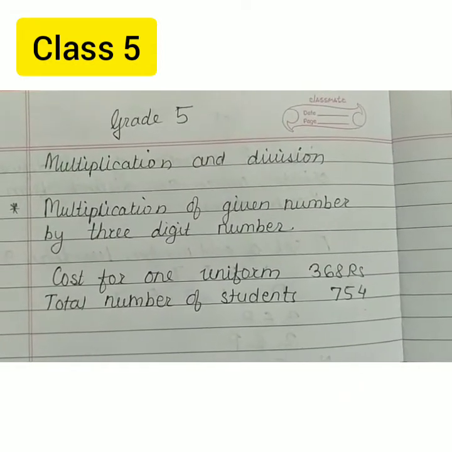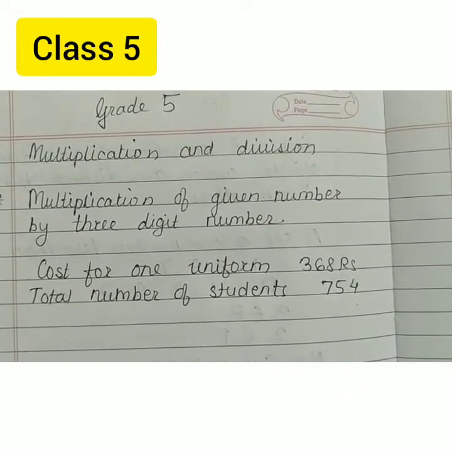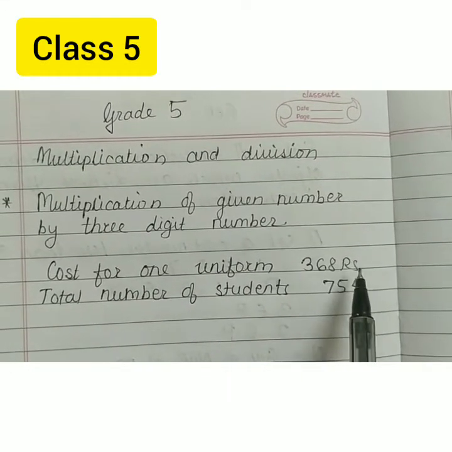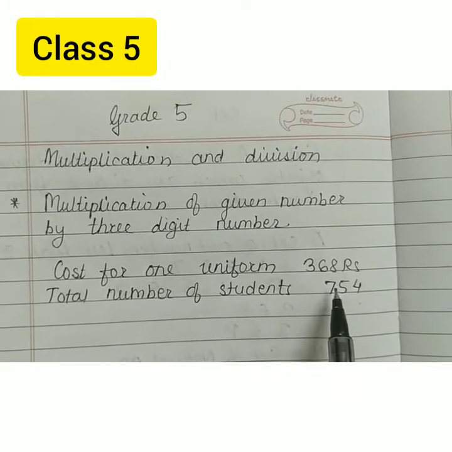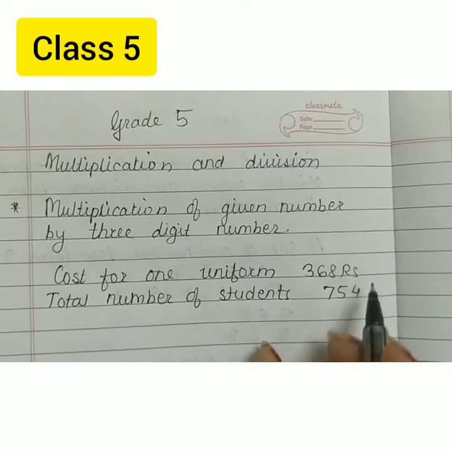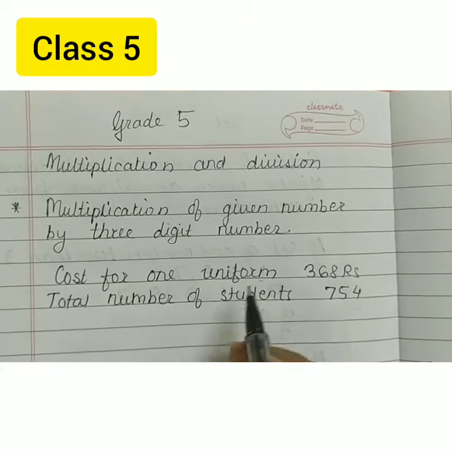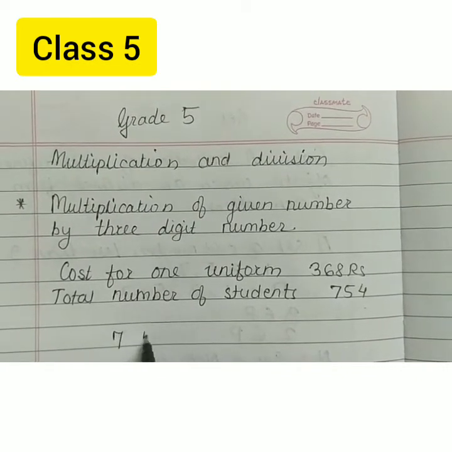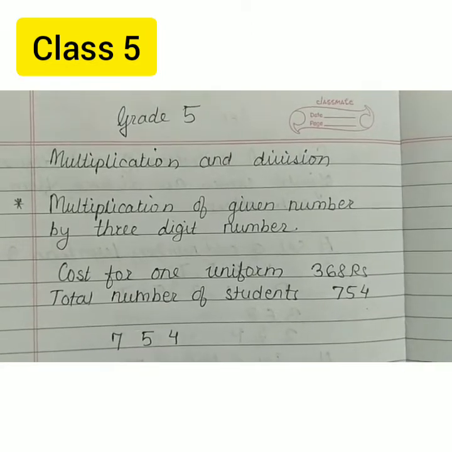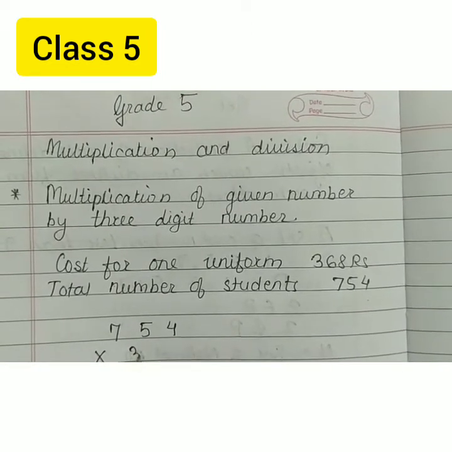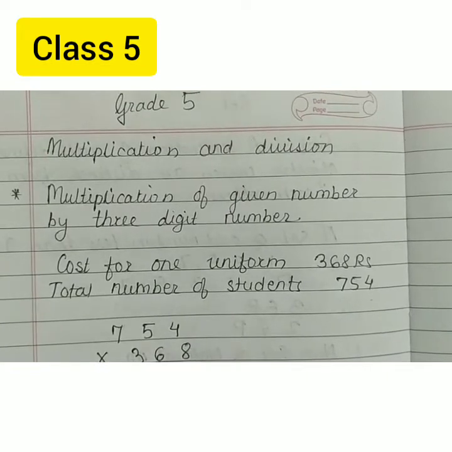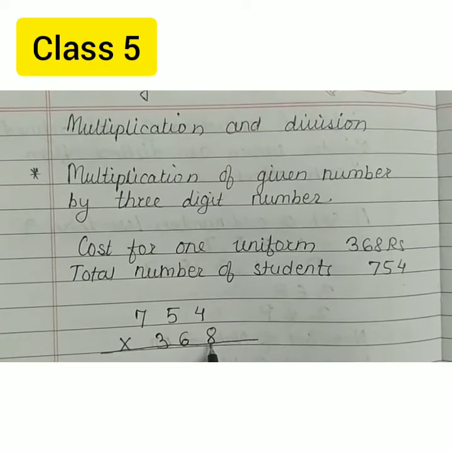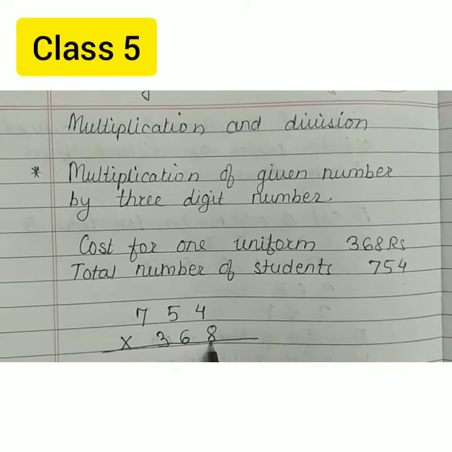Now here two things are very important which I'm going to write. The cost for one uniform, 368 rupees, and the total number of students, that is 754. These two numbers are very important. This is going to give you the answer. So let's start multiplying. 754 students and cost of one uniform is 368 rupees. So we are going to multiply by this digit first.